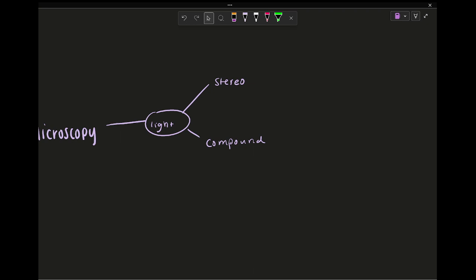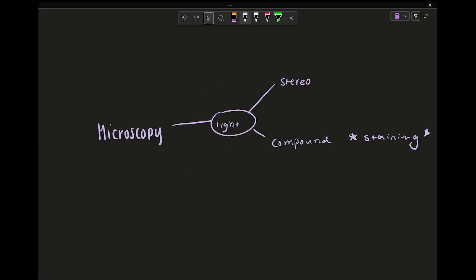Let's talk about the compound now. You can see a thin section of a sample here. Some of the pros are that you can see a single cell layer of a living sample, but the con is that it requires staining for visibility. Something key to remember is that it requires staining. There are no more light ones.